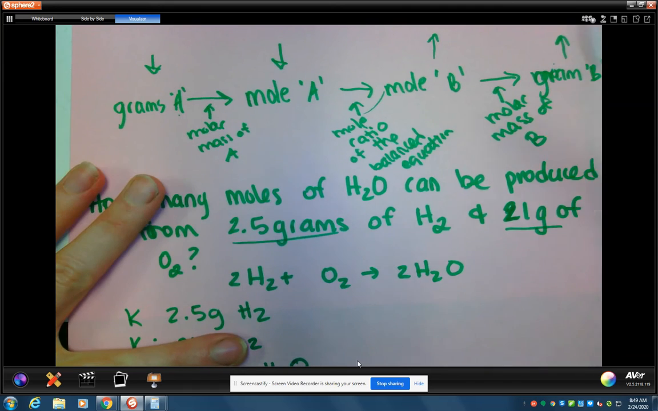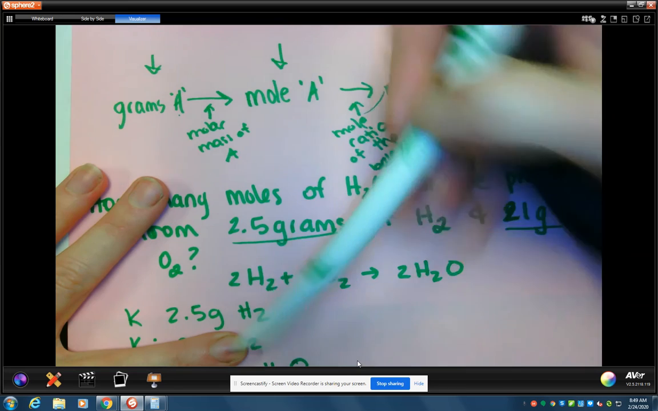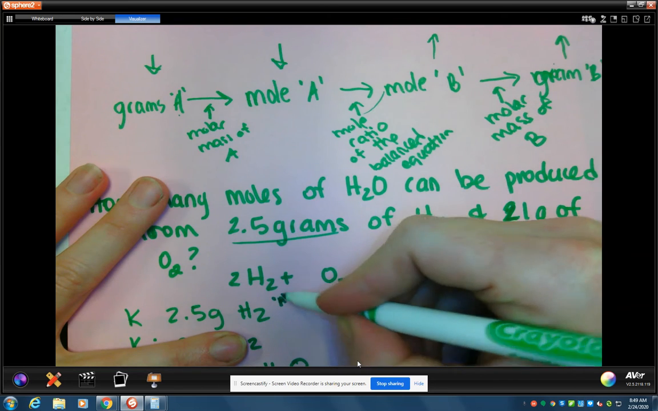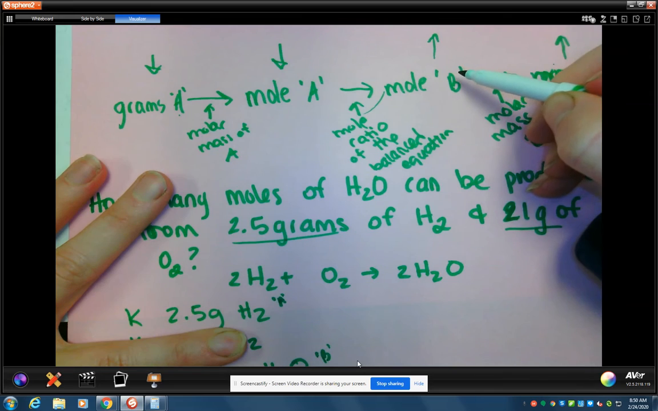So if we look at one known, we're starting with grams. That would be gram A. We're going to have to go to mole A, and then we're going to switch. So this is our A, and this is our B. And we're just going to stop here at mole B because that's what it's looking for.